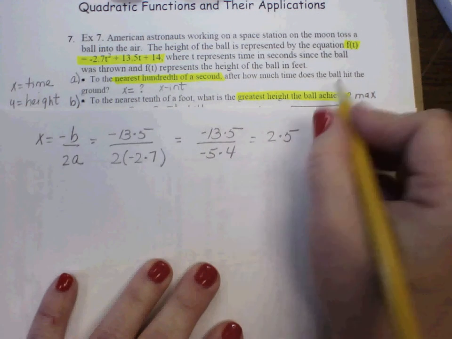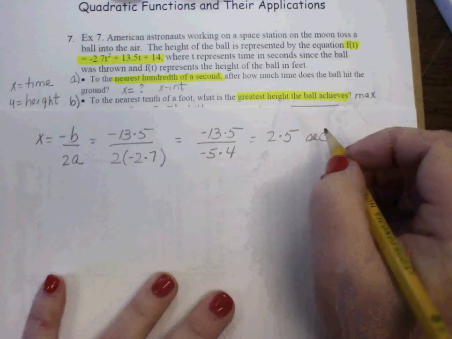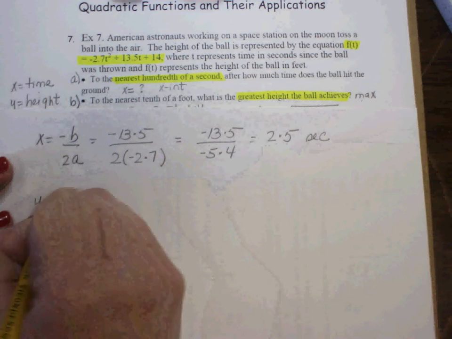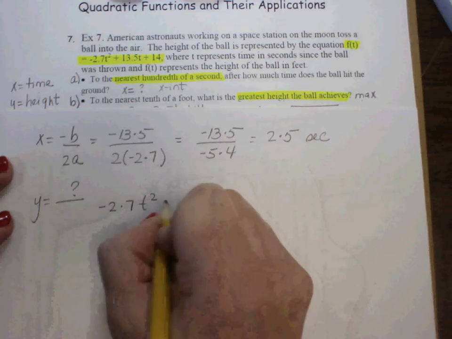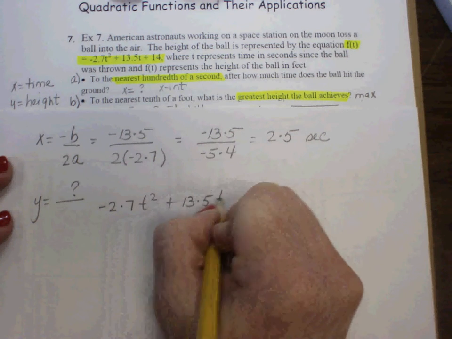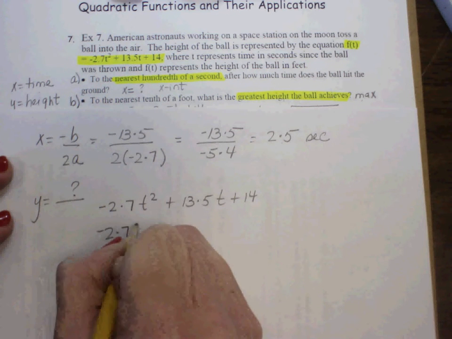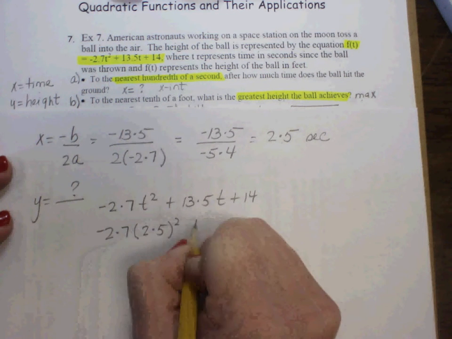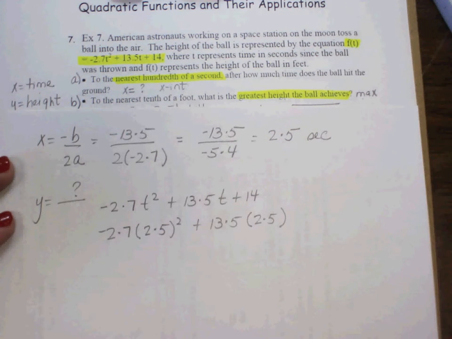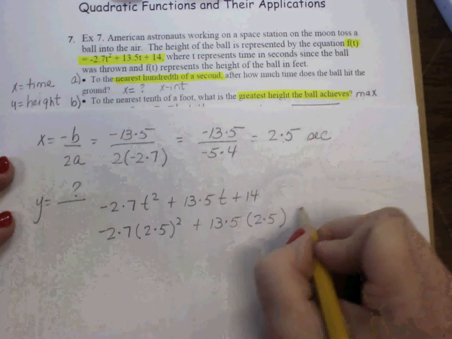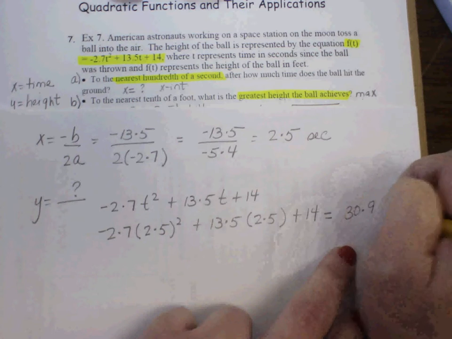Now, that's not what it's asking me. It's asking me for the greatest height. This is x, so the height would be y. So now I've got to go to the original equation and plug in that x, or that t, the time. Negative 2.7 times 2.5 squared plus 13.5 times 2.5 plus 14. And when you do all that, you get 30.9, almost 31 feet.